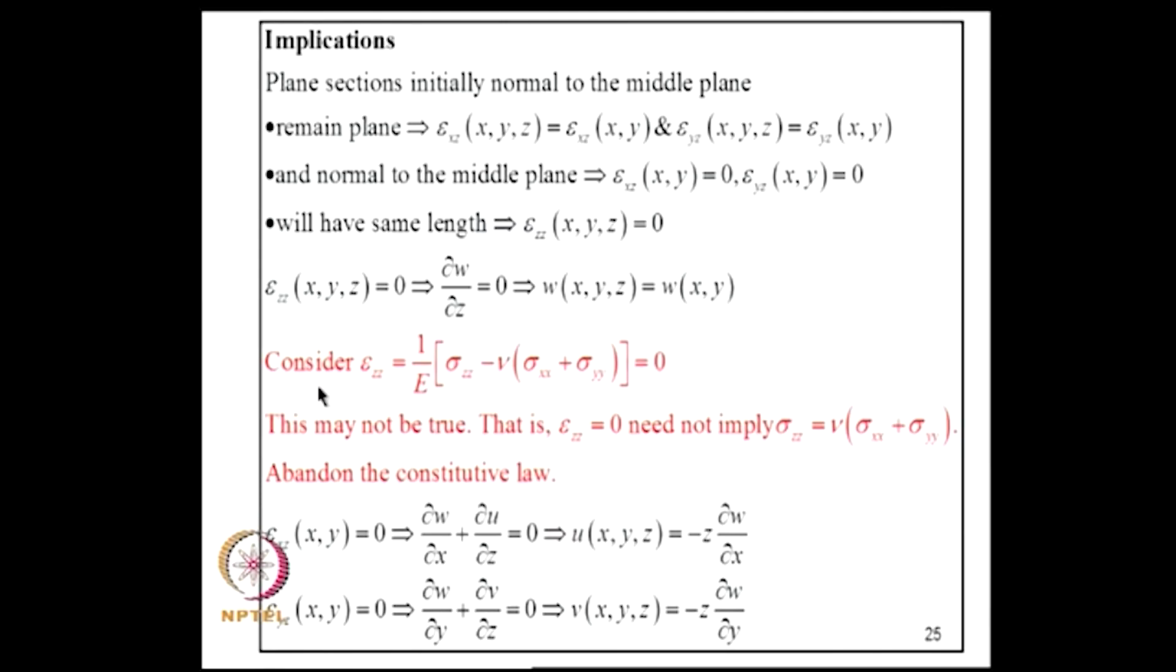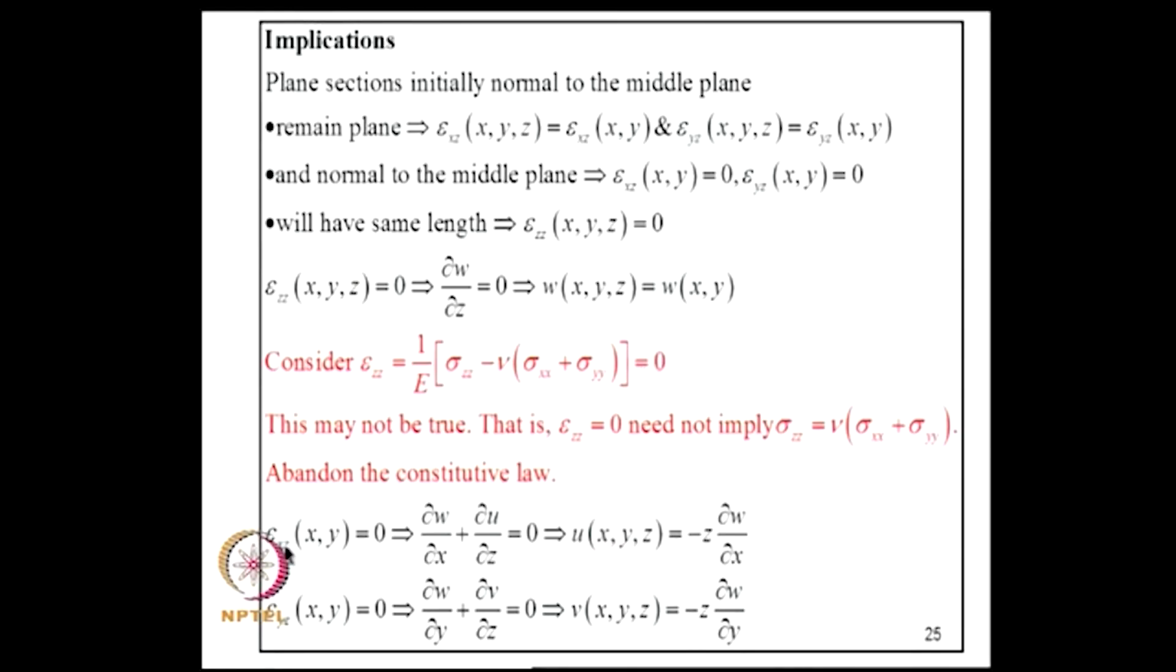Now you consider epsilon zz based on the constitutive law, epsilon zz is given by this. Now we are assuming that epsilon zz is 0, but actually this may not be true, that is epsilon zz equal to 0 need not imply that sigma zz is equal to 0, okay. So we abandon this constitutive law in our formulation, we will not really use this constitutive law.